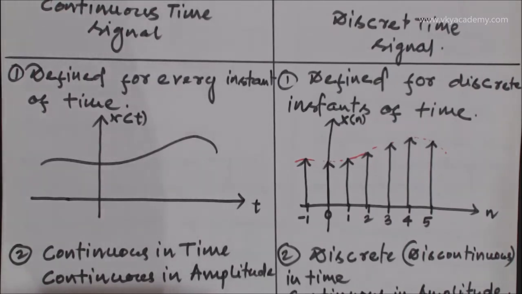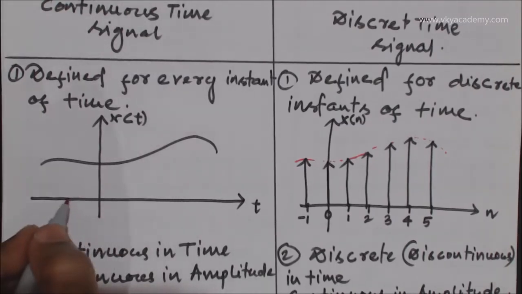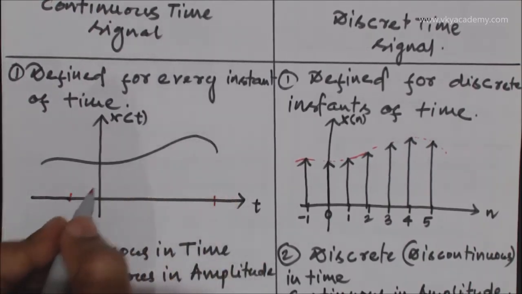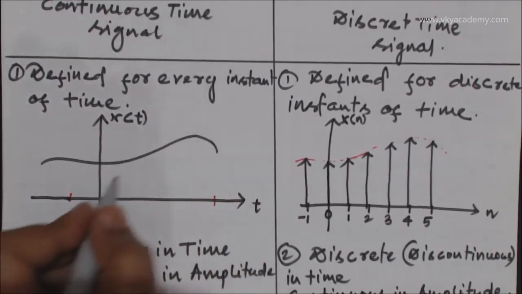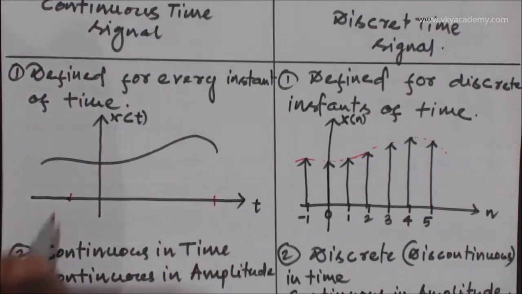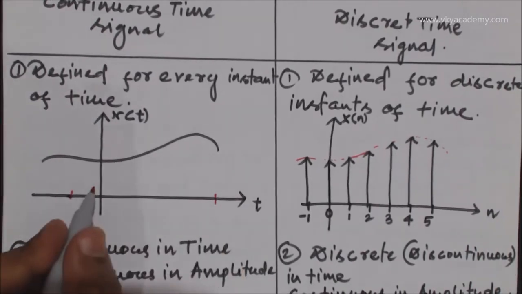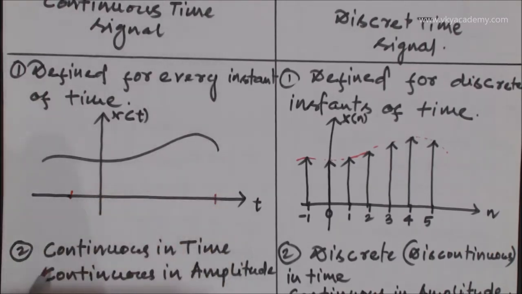range. So if I choose a particular range, let from here to here, this is defined for every instant. This is defined for every instant. So it takes all values from this time domain, from this time to this time. That is why we can say this is a continuous time signal.